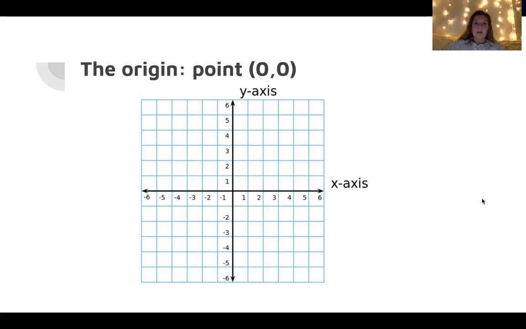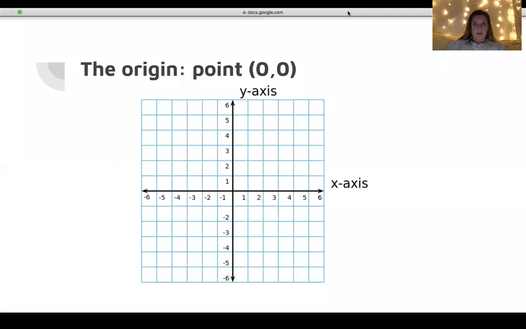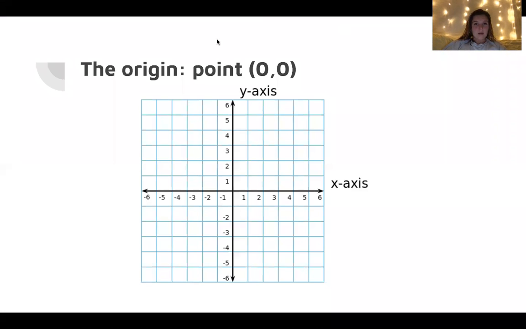So first, we'll get started with the origin. The origin is the point 0, 0. So that is the very middle point. And I'll annotate, put a stamp on the origin. So it's at point 0, 0. No movement to the side either way, or no movement up or down.